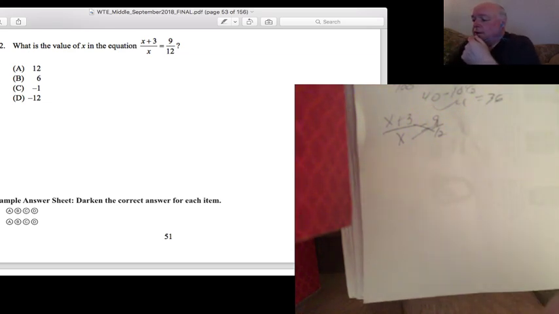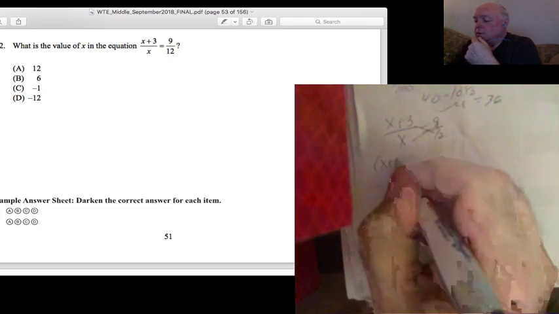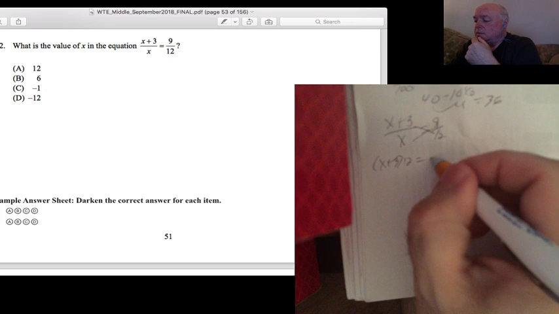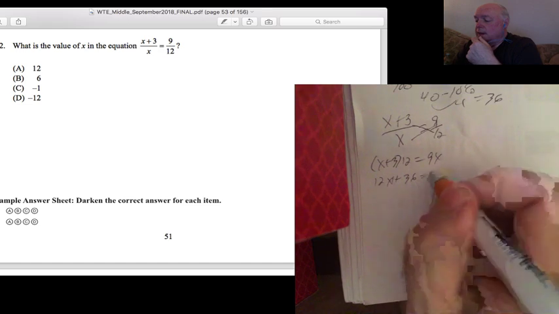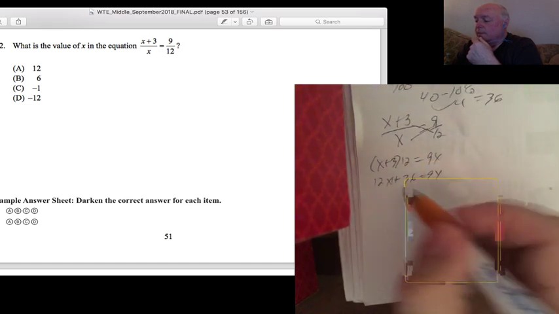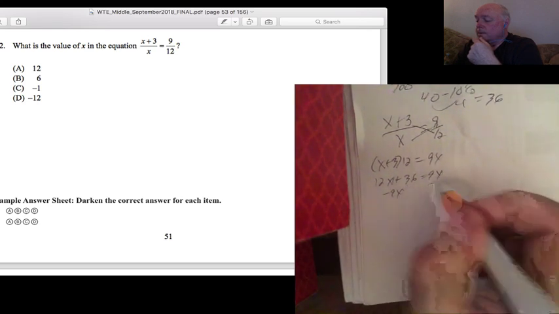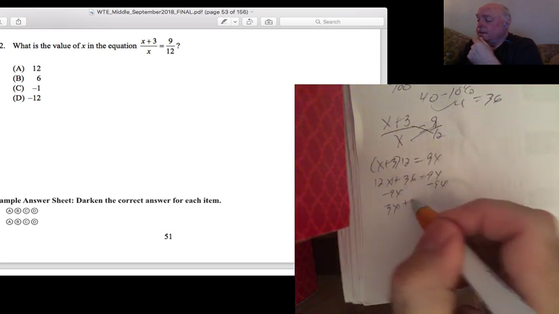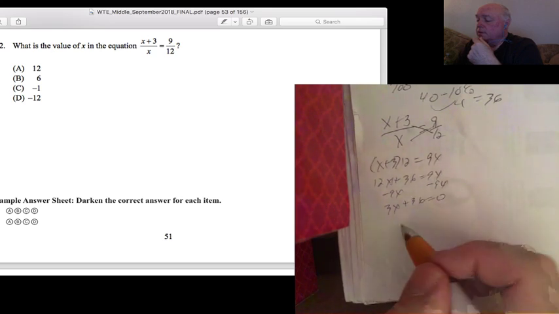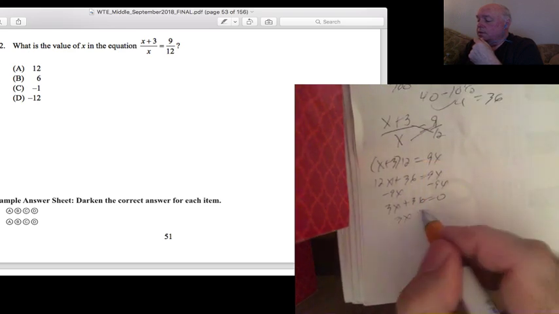So anyway, we get x plus 3 times 12 equals 9x, and this becomes 12x plus 36 equals 9x. We can do this a couple of ways. Let's take 9x from both sides. We get 3x plus 36 equals 0. And then 3x, subtract 36 from each side, equals minus 36. And then divide by 3. And we get x equals minus 12.